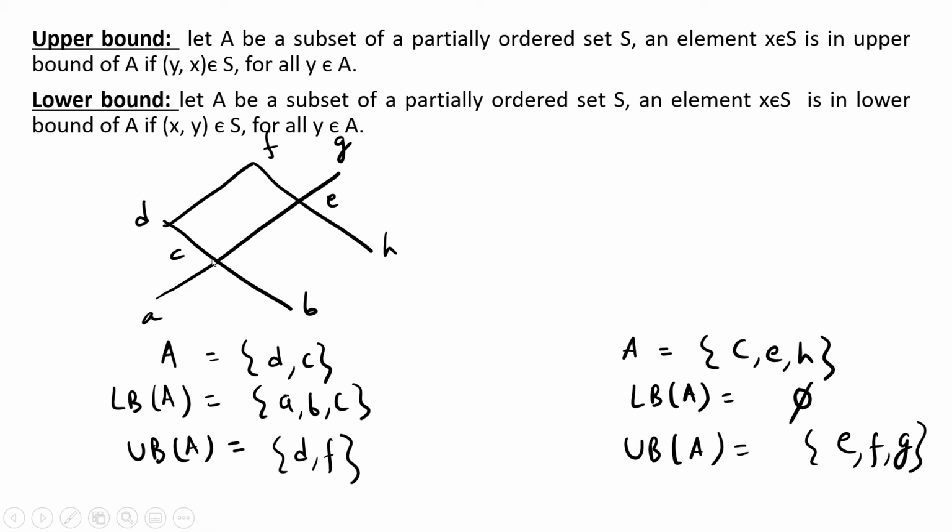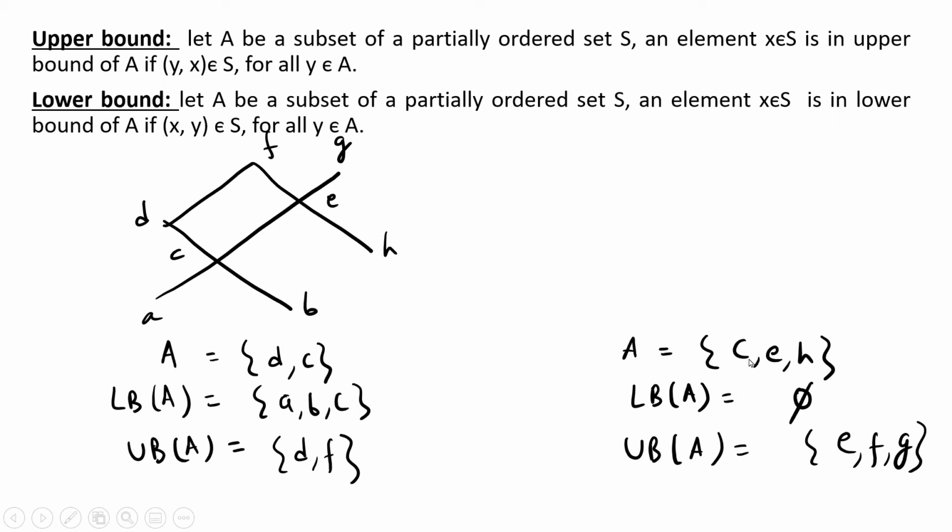Then C is related with C because there is a reflexive relation for a partially ordered set. So C is related with itself and C is related with D also. So C is in the lower bound.